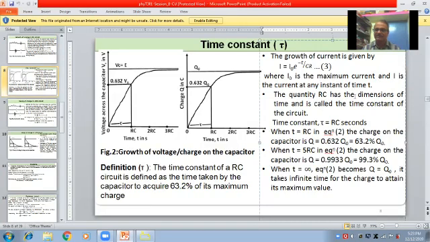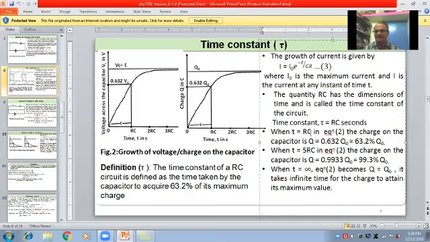The quantity RC has the dimensions of time, and hence it is called the time constant of the circuit. So this product of C and R, meaning the product of capacitance and resistance, has the dimensions of time, and hence that product is called the time constant. Therefore time constant tau is equal to RC, and that is in seconds.